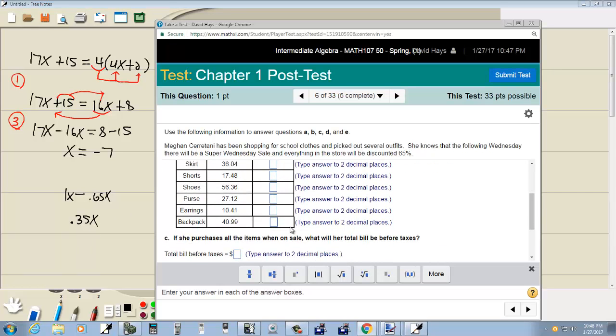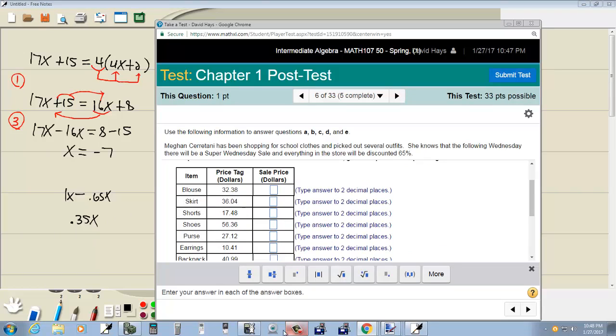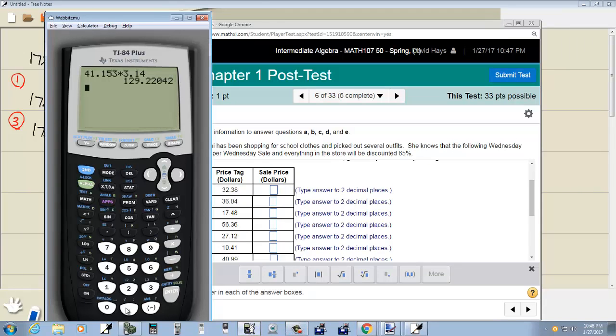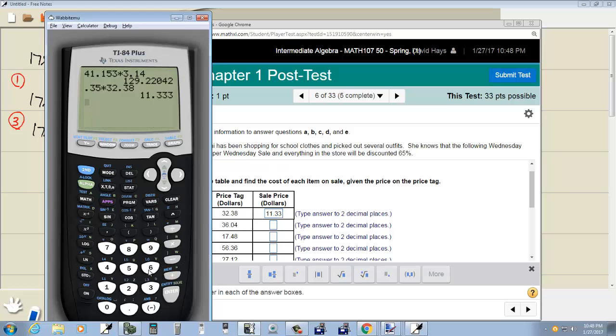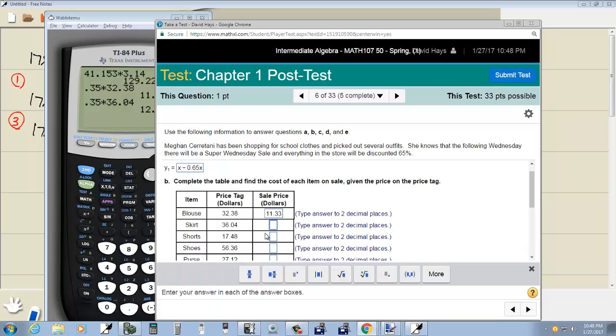Okay, so we got 0.35 times 32.38. 2 decimal places, 11.33. And then we got 0.35 times 36.04, 12.61.